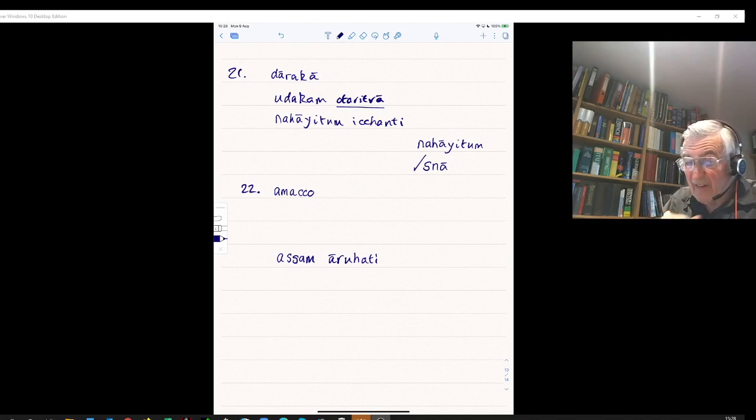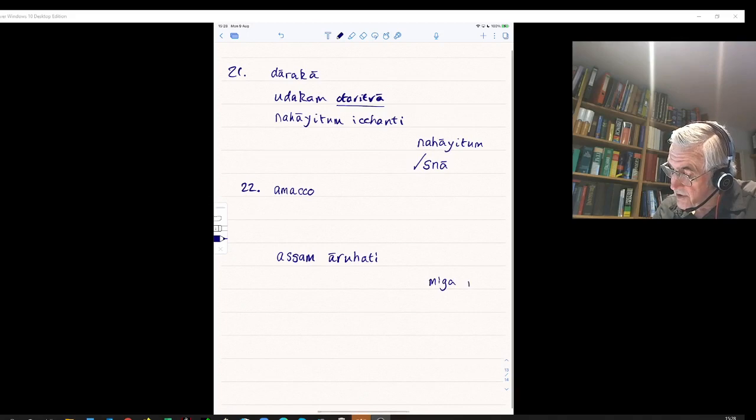Why does he mount the horse? In order to shoot deer. So remember the deer in the singular, miga, masculine noun, in Sanskrit mriga. Accusative plural, mige, and to shoot, vij. Remember, he shoots, vijjhati.